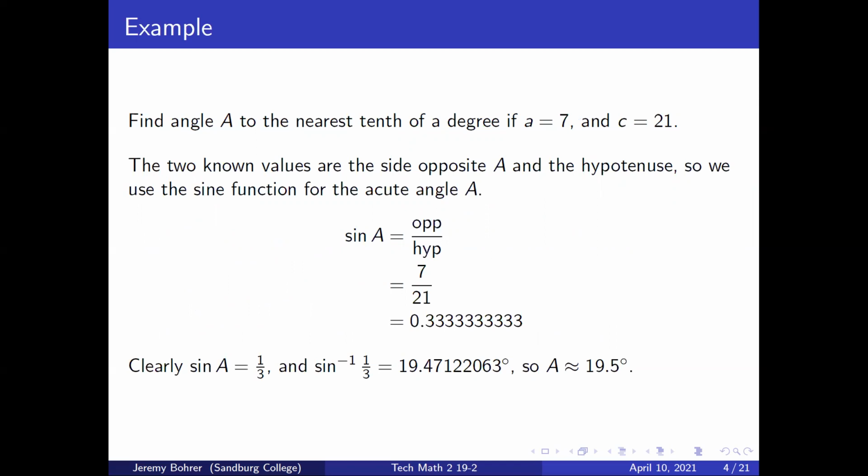The two known values are the side opposite A and the hypotenuse. So we use the sine function for the acute angle A. Sine A equals opposite over hypotenuse, which is 7 over 21, or 0.333 repeating. Clearly, sine A equals 1/3, and sine inverse of 1/3 is 19.4712206. So A is about 19.5 degrees.